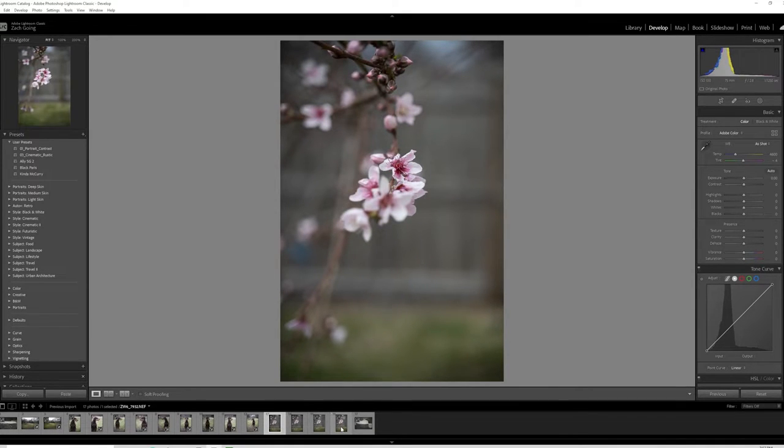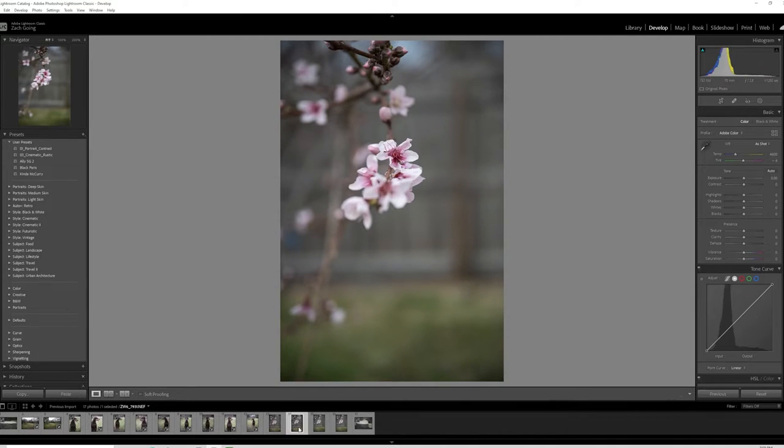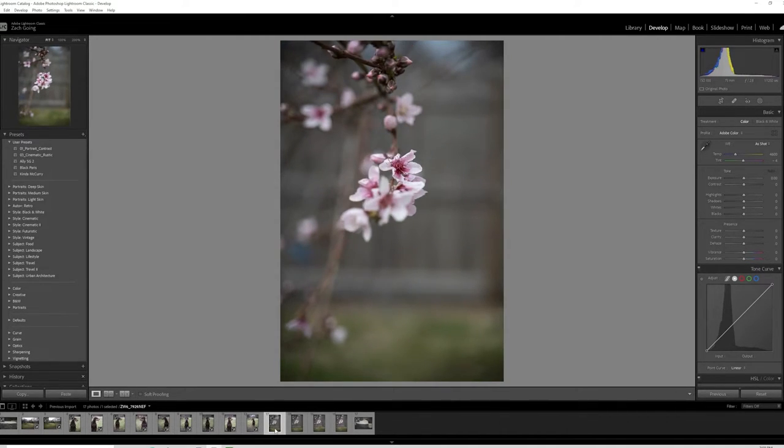It seems that the 28-75 is a little more round on the bokeh, if you care about that. The bokeh balls there. The 24-70 is a little more cat's-eyed. They're both a little cat's-eyed. This is definitely more spherical.